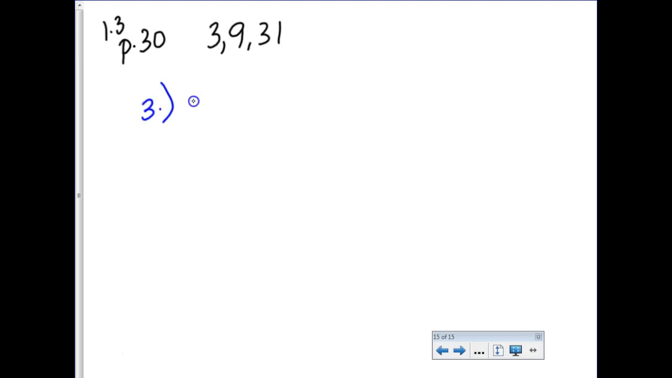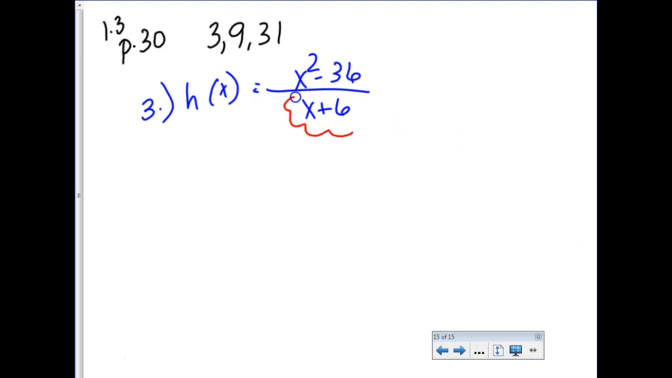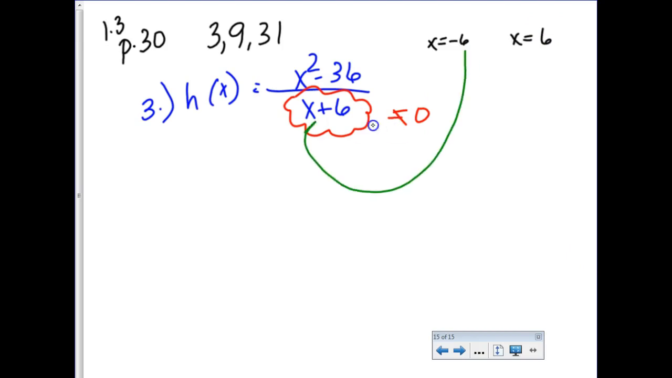So on number 3, the function is h of x equals x squared minus 36 over x plus 6. When you have what we call a rational function, the only issue it's going to run into for continuity is the denominator. Remember, the denominator cannot be 0. So the values they want you to test for continuity are x equals negative 6 and x equals positive 6. This is just like the one on our test where if you plug in the x value and it comes out to a denominator of 0, then you're going to say it's not continuous.